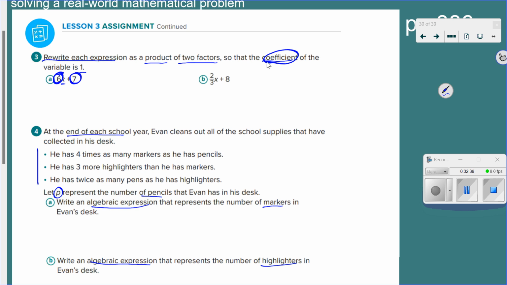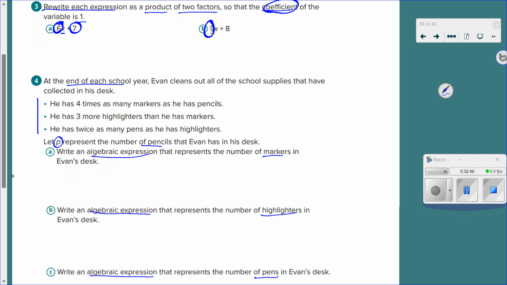Number 4, at the end of each school year, having cleaned out all the school supplies. He's giving you P is the number of pencils, and they've now given you a relationship between each of the other things. 4 times markers and pencils, 3 more highlighters than markers. So you're going to have the markers first. Twice as many pens as he has highlighters. So they all build on each other. Start with your P is pencils.